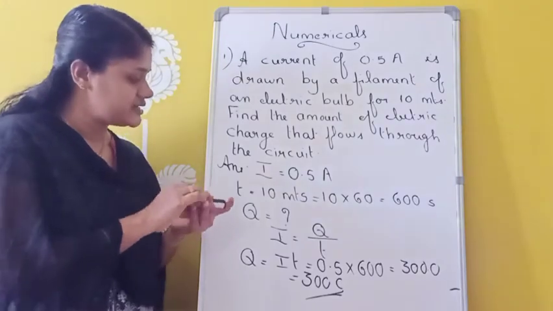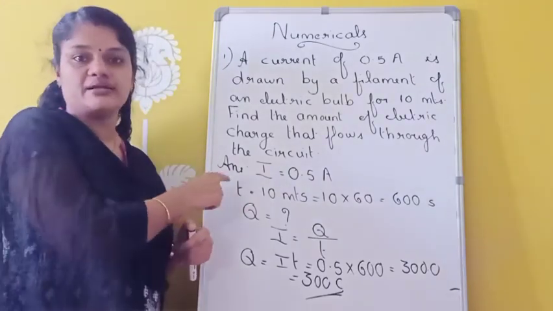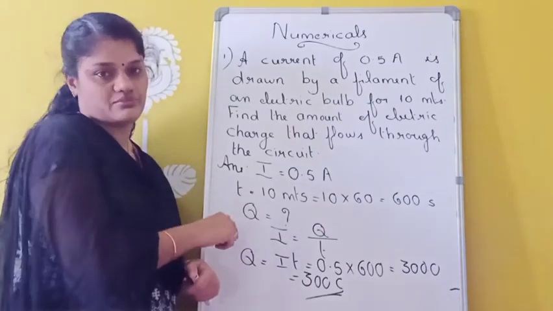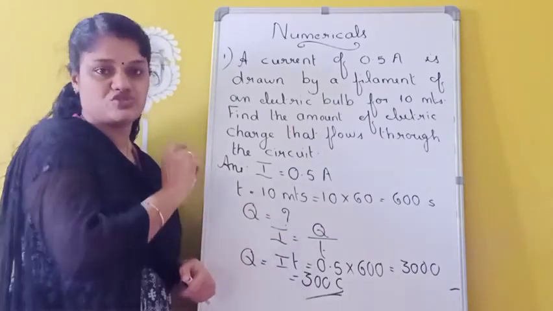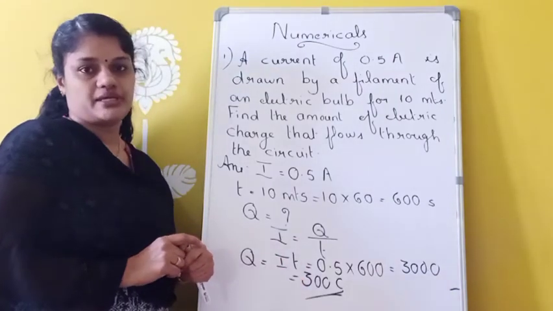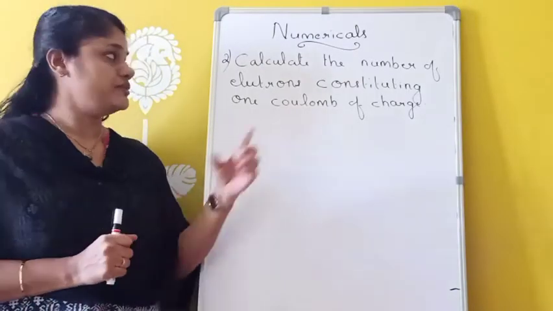So current as well as time is given. How will you find charge? Q equals current into time. So current into time will give charge. So the final answer is 300 coulomb. Okay. Second problem.